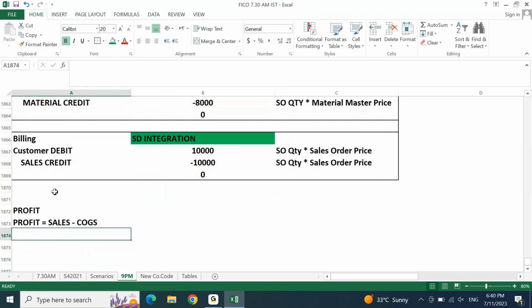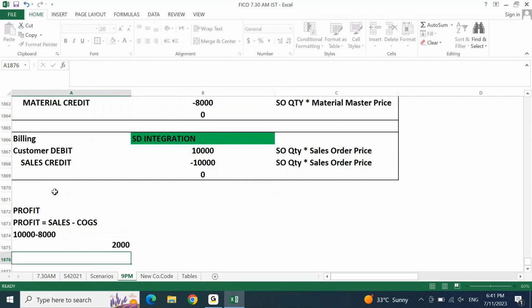Now here, to find out the profit, you must know the value of your sale. Value of your sale is 10,000. You will be taking 10,000, and the value of the material that was sold is 8,000. Material cost is 8,000. You need to deduct 8,000. If you do this logic, it is 10,000 minus 8,000. Here you are getting 2,000. But if you look at this from an accounting point of view, you are getting a positive 2,000. But you have to always see even the number from the accounting point of view.